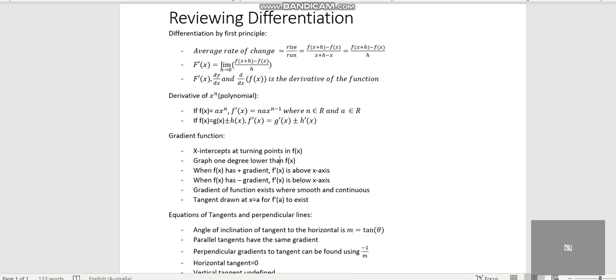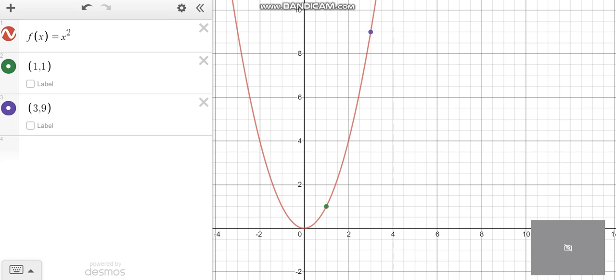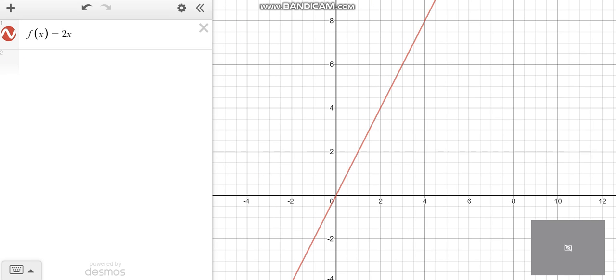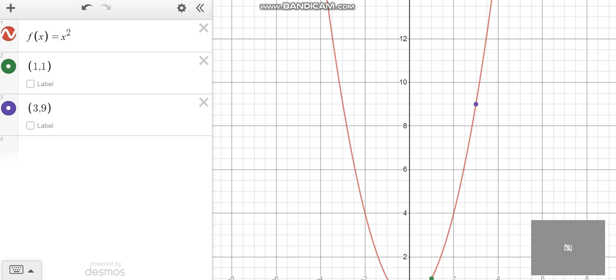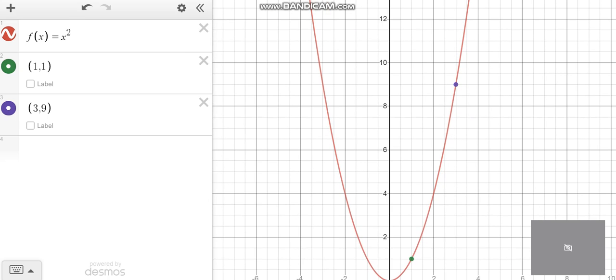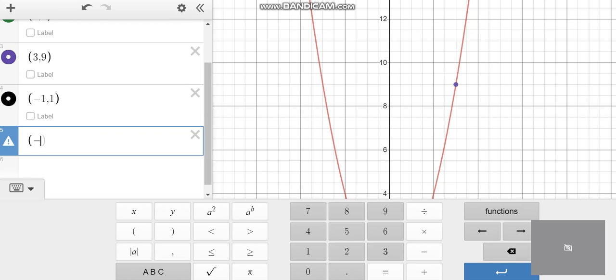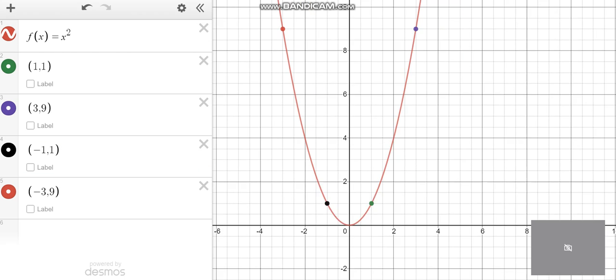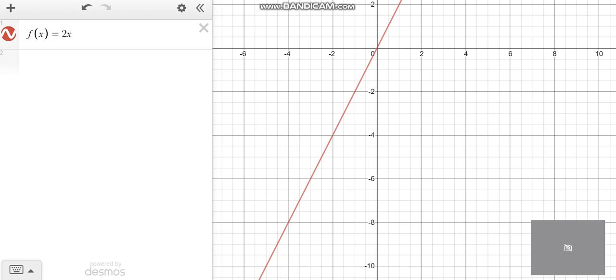Okay, next point: when f of x has a positive gradient, f dash of x is above the x-axis. So with x squared here, this part is all positive, and you see that the gradient here is also positive. And if you go to this side, because it's going downwards, say (-1, 1) and (-3, 9), you can see that if I work out the gradient, it's going to be negative, and on the gradient function, it's going to be negative as well.